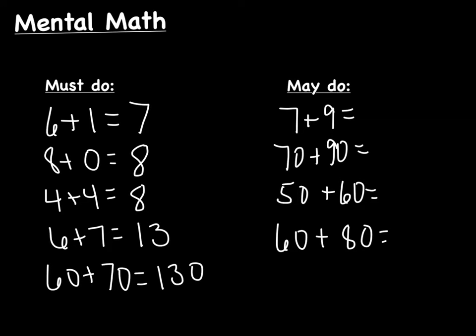We'll do the same with the may-dos now. 7 plus 9 equals, 70 plus 90 equals, 50 plus 60 equals, and 60 plus 80 equals.